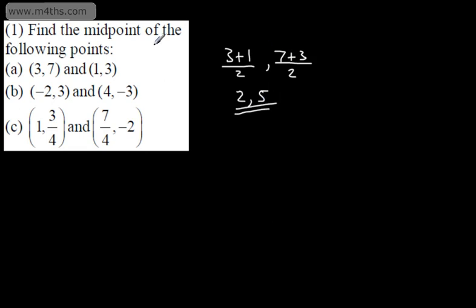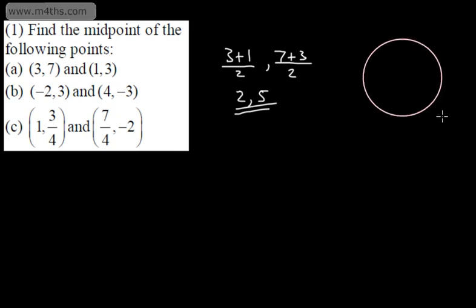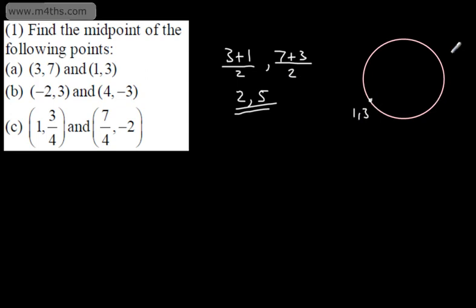So why did we do this? Well, let's say we had a circle, and I just draw a circle up. What we've got is something that looks like this. Now, if I had the points here, 3, 7, and 1, 3. So let's put this just here. Let's say that this is going to be 1, 3, and this one is going to be 3, 7.